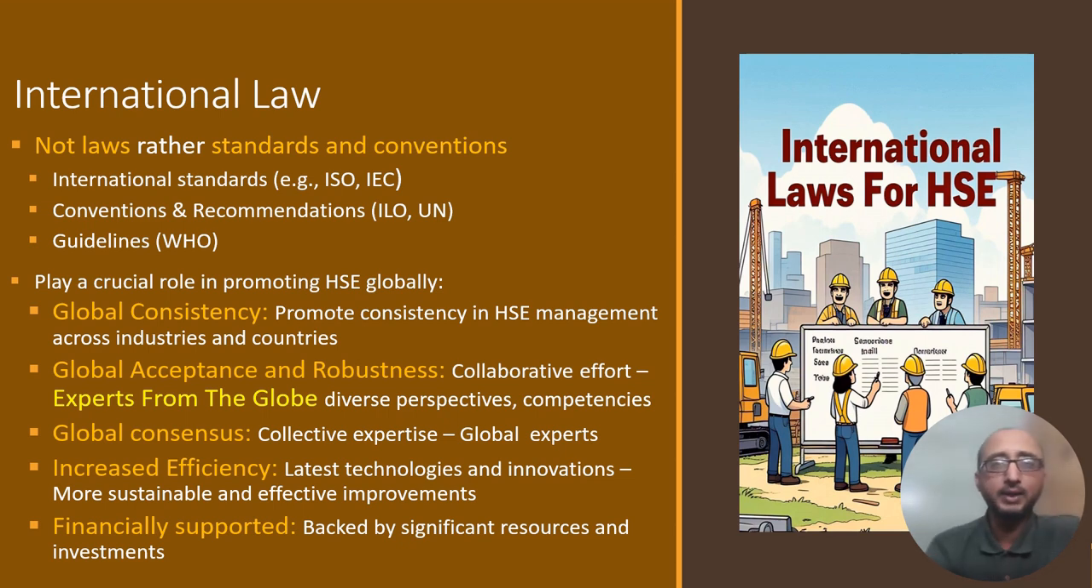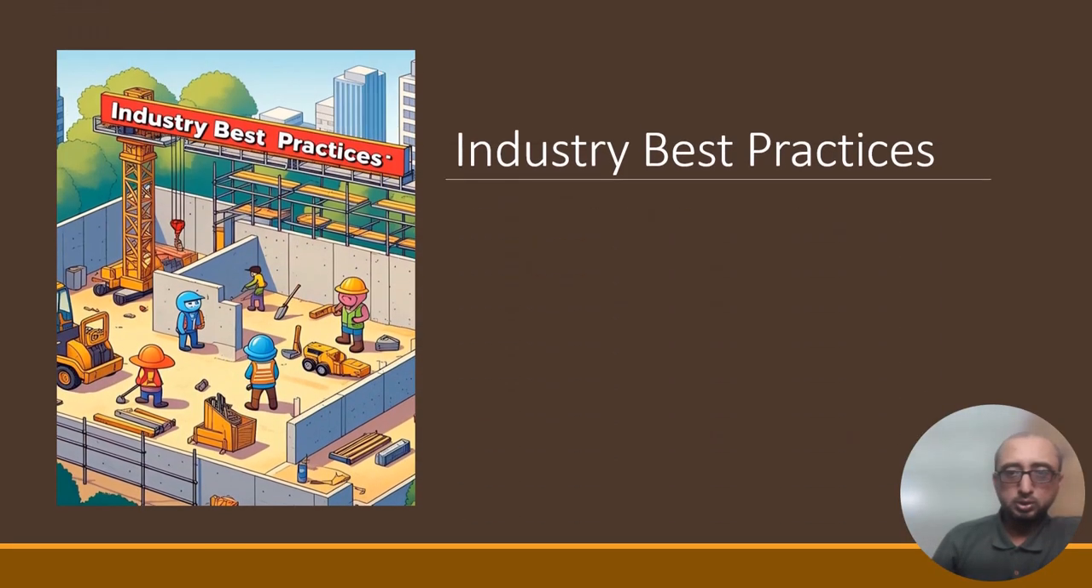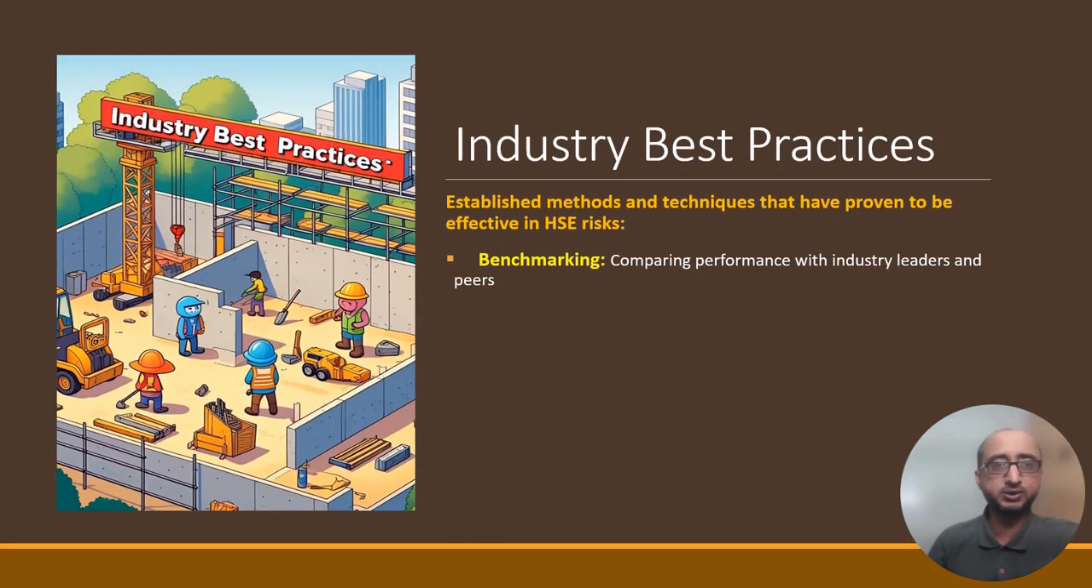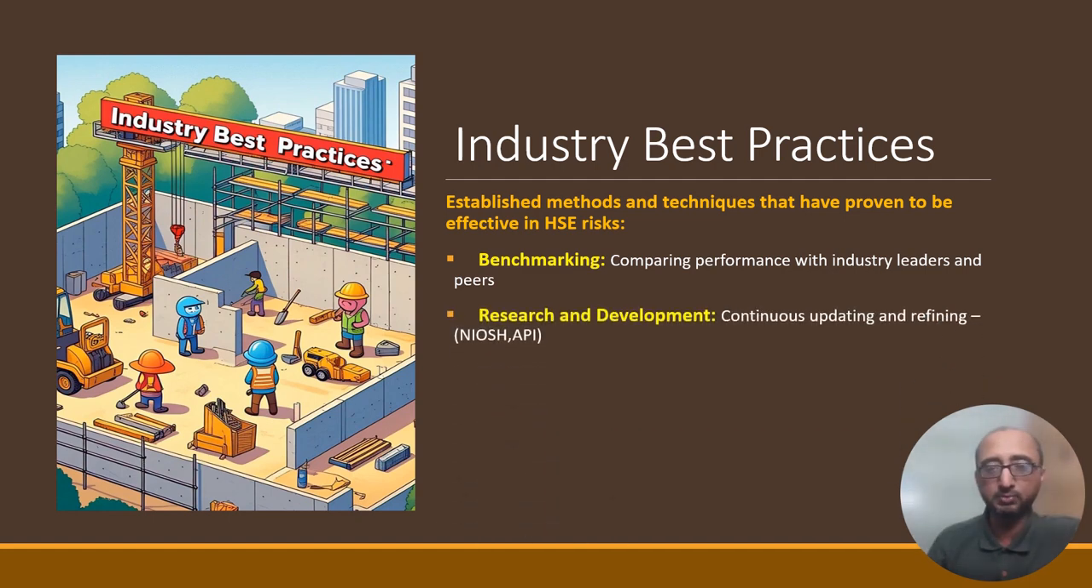Also, the international clients or customers make conditions for their contractors to make sure that they implement or adopt these standards or laws to ensure health and safety is effectively implemented. Otherwise, they will not give the business. So these two factors are the big contributors to ensure that these international laws and standards are globally accepted and practiced effectively. So now let's understand what industry best practices are. These are basically established methods and techniques that have proven to be effective in health and safety risk management.